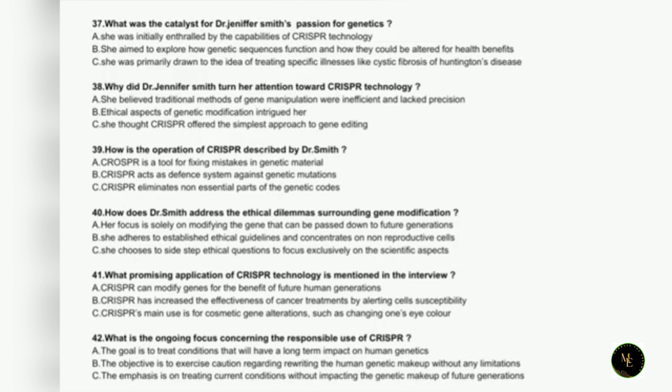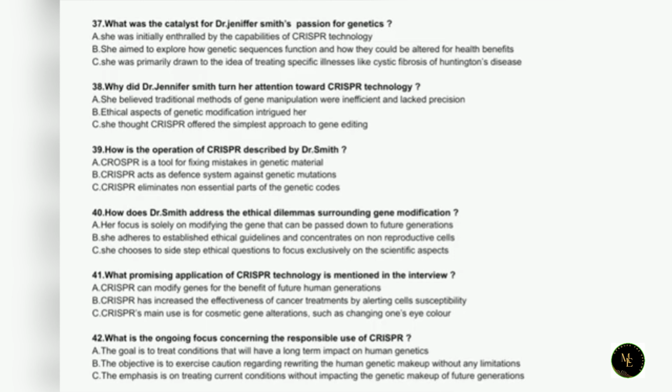For those unfamiliar, could you briefly explain what CRISPR is? Certainly. CRISPR stands for Clustered Regularly Interspaced Short Palindromic Repeats, and it's essentially a tool that allows us to cut and paste genes. Imagine you have a document with a typographical error. CRISPR is like using the find and replace function to correct that error in the genetic code.